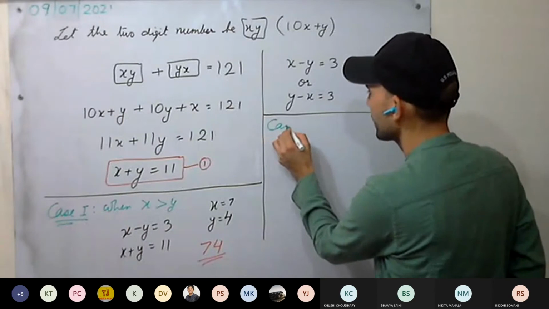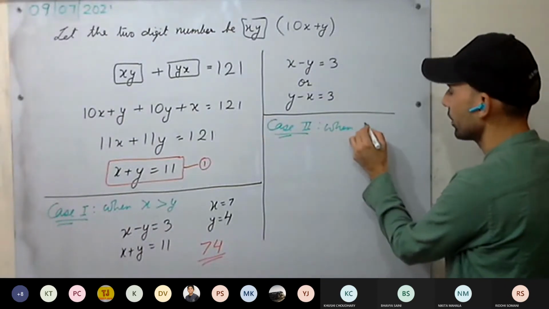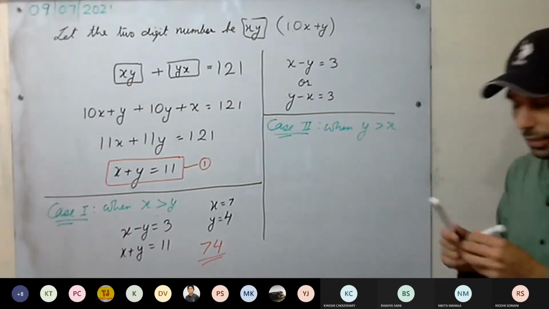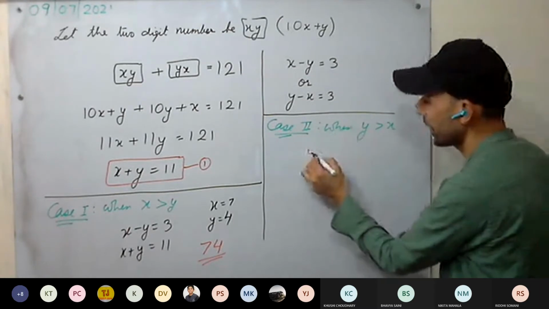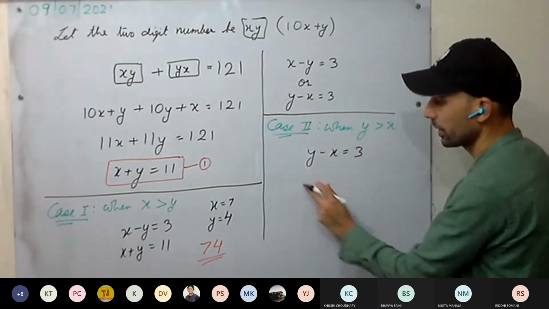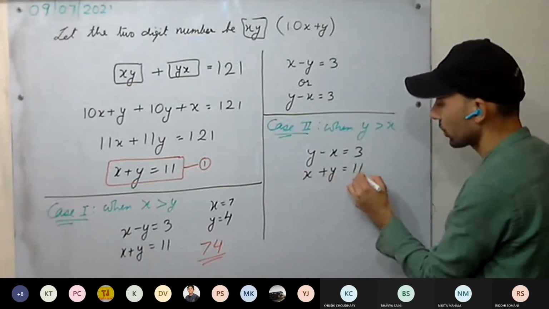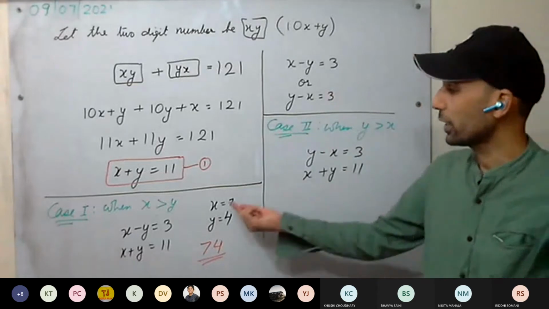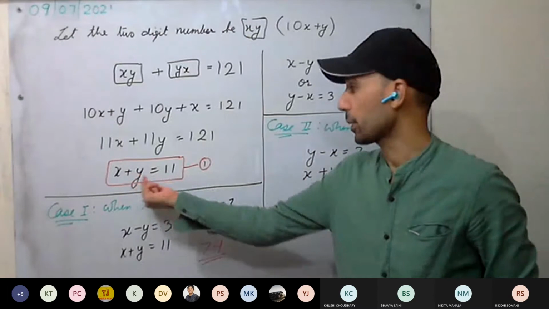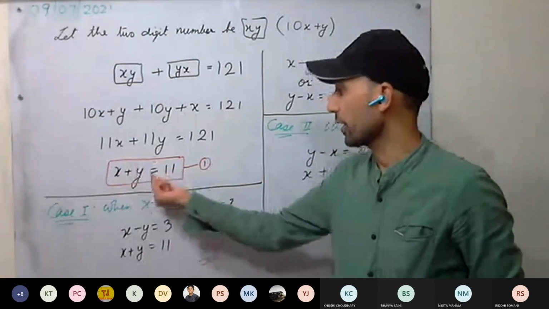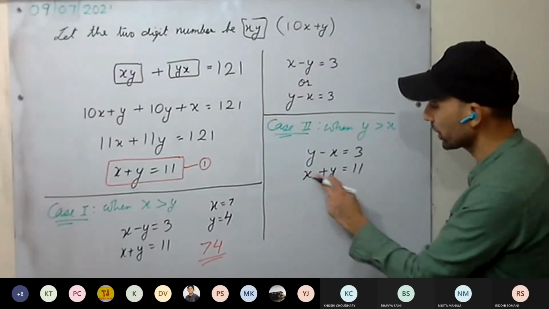Case second, when y is greater than x. When y is greater than x, which will hold true? y minus x equal to 3, and the other equation we have to take is x plus y equal to 11. The second equation depends on the cases, but the first equation does not depend on cases. Whether x is greater or y is greater, we are always going to get 11. Solve these two equations.